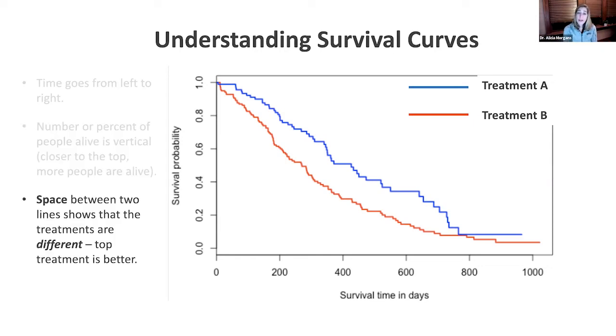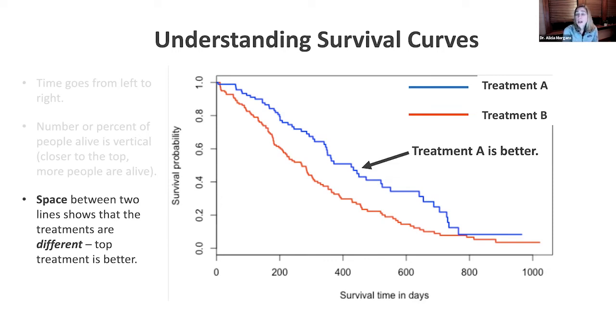So if we go on to the final thing, the space between these curves is what's going to tell us that there's a difference between treatment A and treatment B. If there's no difference, they're on top of each other. If there's a difference, they separate. And that shows us that one of these treatments is better than the other. Treatment A is better than treatment B here. Treatment A is further, it's higher up, and so that blue line is better. Treatments are going to be better if they're higher up on that graph. So treatment A is better.